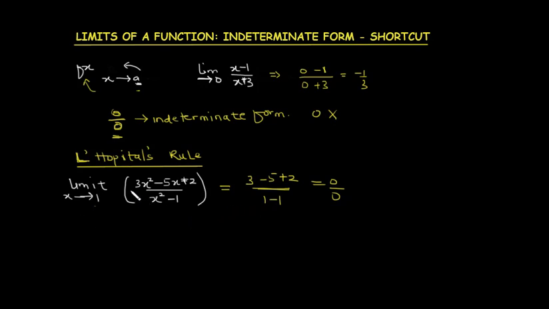So what you got to do is to take the differentiation of each of the terms. We take the differentiation of this, we have 6s minus 5 over the differentiation of s squared, which is 2s. So we are going to take the limit as s approaches 1. In this case, we substitute 1 into the function, 6 minus 5 over 2, and that is 1 over 2. Let's look at another example.